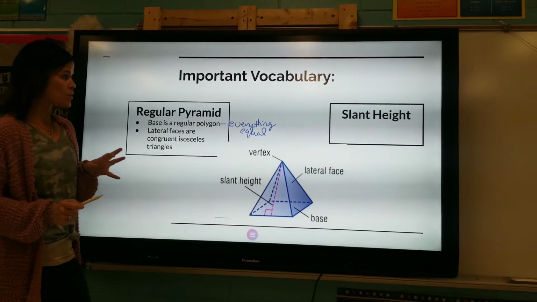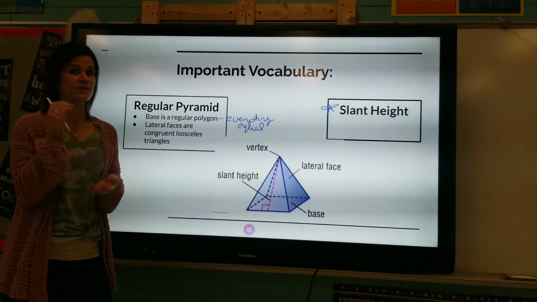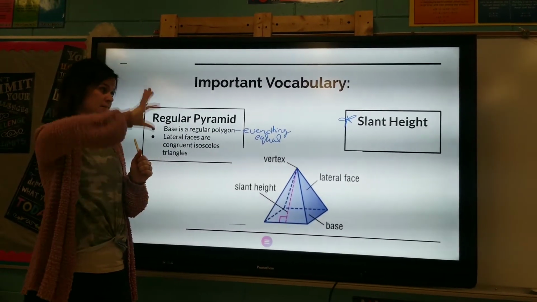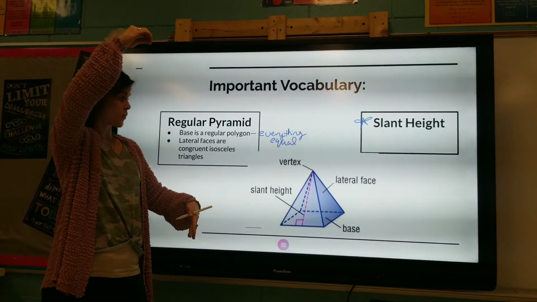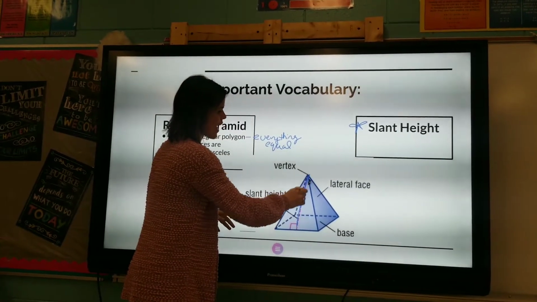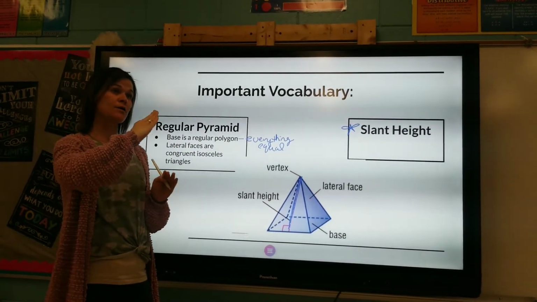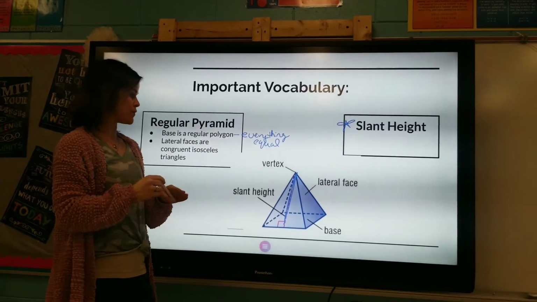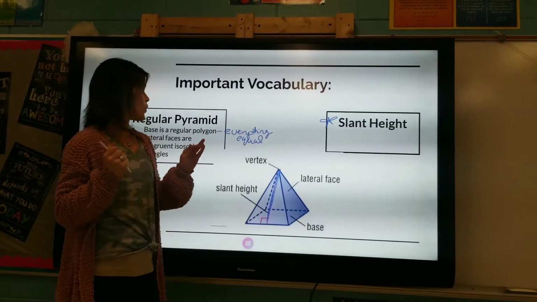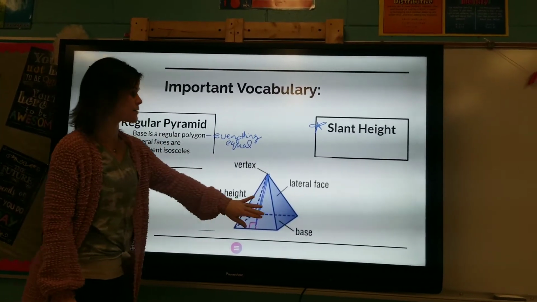The most important word today is our slant height. So slant height is different than the height of a 3D shape. Height of a 3D shape is how tall something stands from the base to, in a pyramid, to the point. The slant height is actually the height of that angled side. So it's not straight up and down, it's more of your angle. So we're talking about the lateral faces, the height of those triangles, because you will need to find that to find your surface area. Because again, remember, surface area is the area of all of those sides combined.